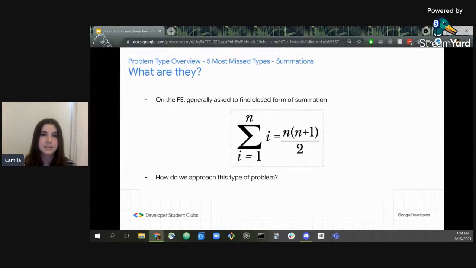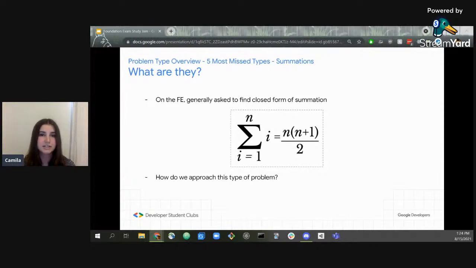So what are summations? For the foundation exam, you're generally asked to find the closed form of the summation. Here in this picture, we can see the general form on the left side, and you're going to be asked to give the closed form, which is the one on the right. So we're going to work from the left side until we have the right side. How do we approach this type of problem?